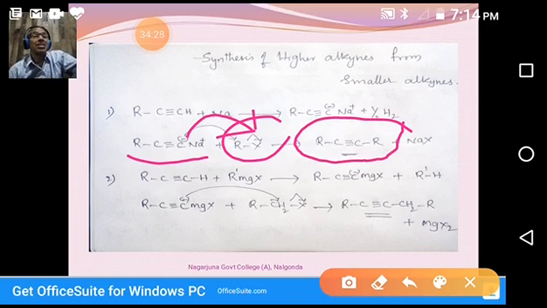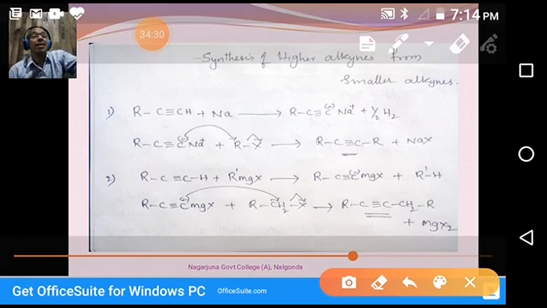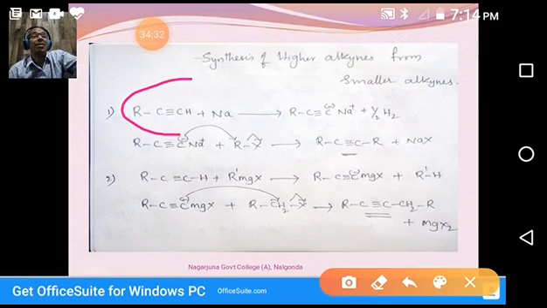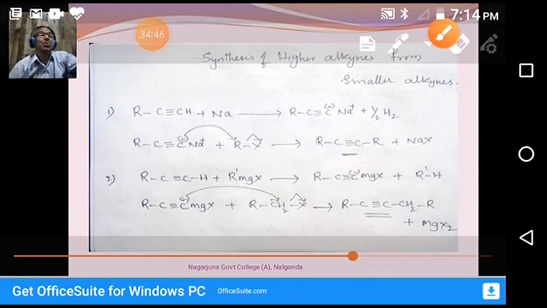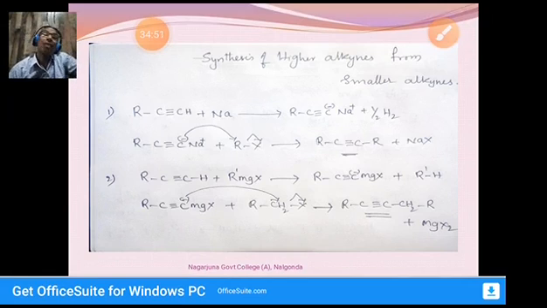So this is our starting reactant, and this is our end product in this reaction. What is the change? We have replaced this hydrogen with R. So, an alkylated alkyne. In this way, one alkyne is transformed into another alkyne. So this is one type of upgradation.